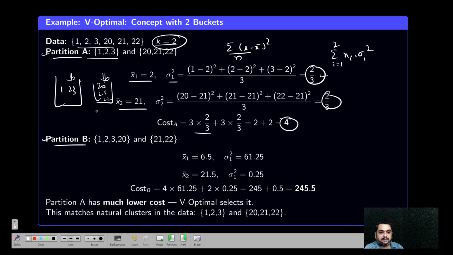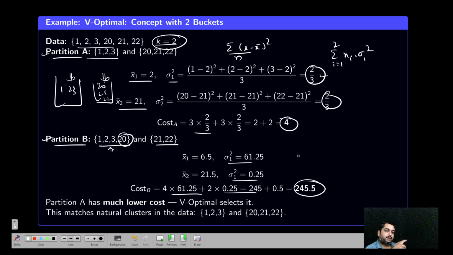Similarly, for partition B, instead of 1, 2, 3, we have 1, 2, 3, 20, 21, 22. By observing here itself, we can say the variance is very high. 1, 2, 3 are very near to each other, but 20 is very far away from that. So definitely this partition B will have high variance. 21, 22, they are in the same range. Let us see now how it works. Similarly, calculate the variance for both and then take the cost function for this partition B. So we'll get it as 245.5.